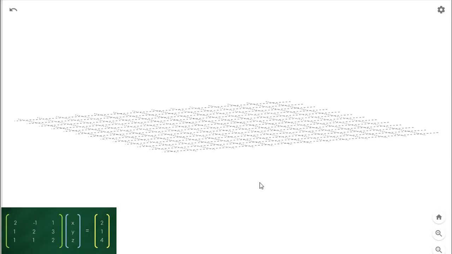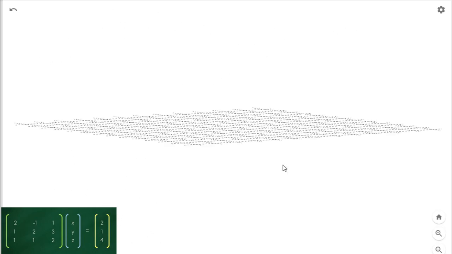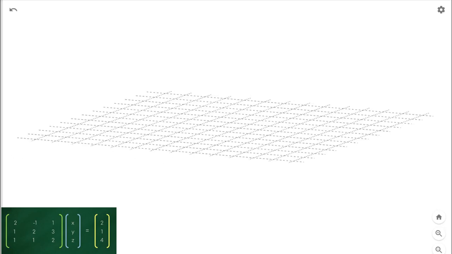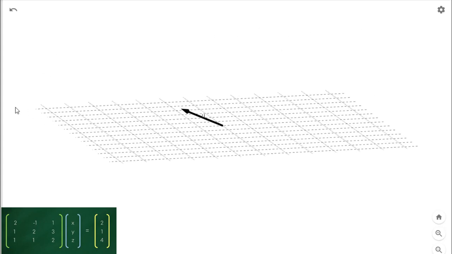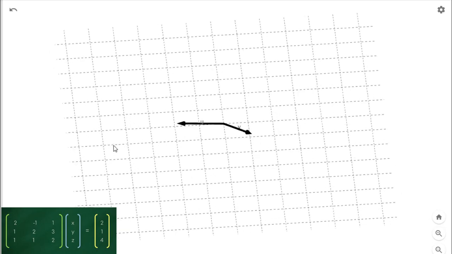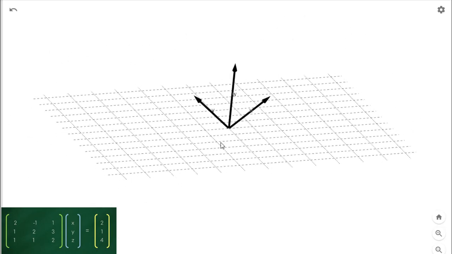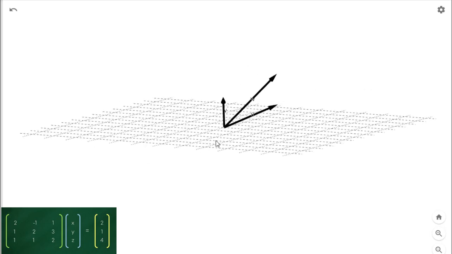Okay, so as you can see here, we are showing you a three-dimensional space. This is the XY plane. So right now, I'm going to draw my three column vectors. The first one was 2, 1, 1, right? So this is the point, let's just say 2, 1, 1. This is the first column. This is my second column. And this is going to be the third column.